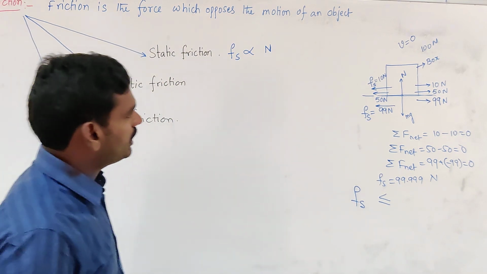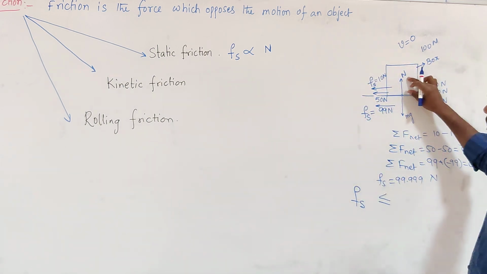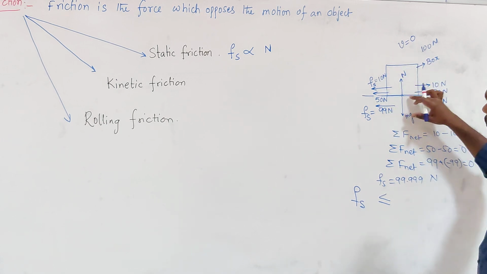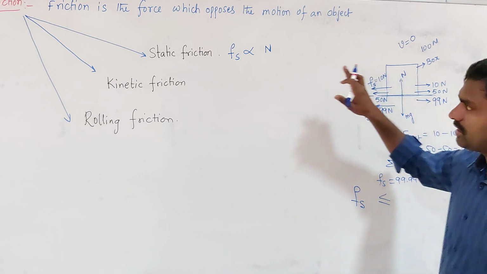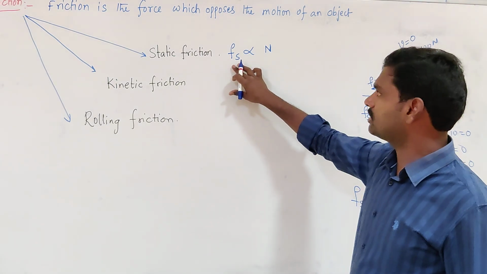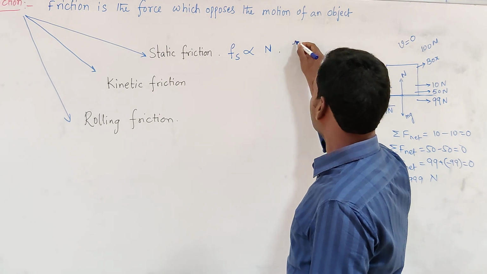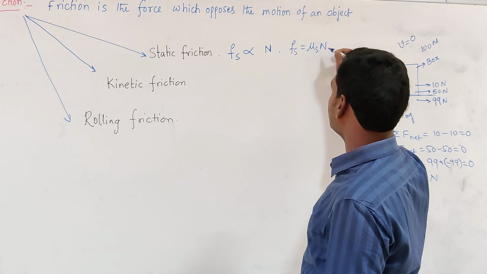Okay, so here normal force is directly proportional to normal. Normal is equal to, in this case, mg. If the weight of the box is more, the normal force is more, so the frictional force is also more in this case. By removing the proportionality symbol, we will get Fs is equal to some mu s into N.